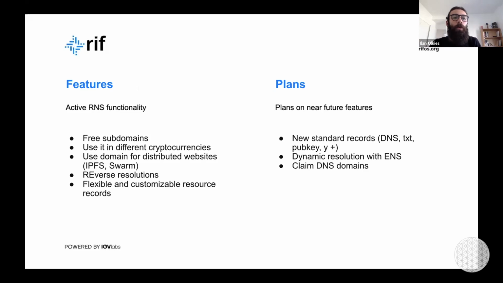So what the applications would do is just go and query the RIF Name Service to find, for example, the Bitcoin address, and then use it to send the Bitcoin assets, right?